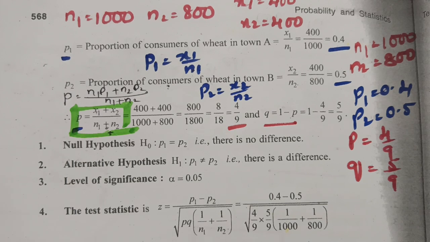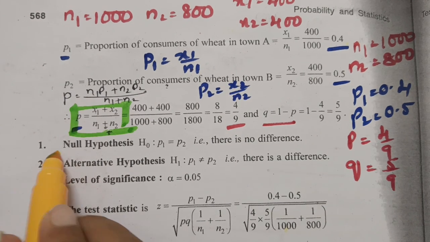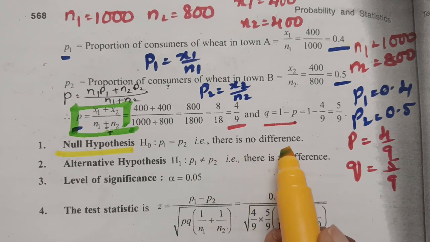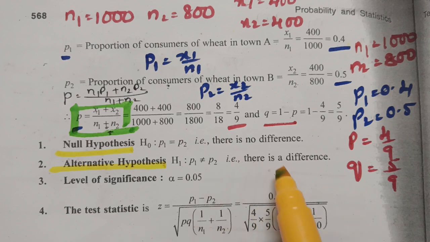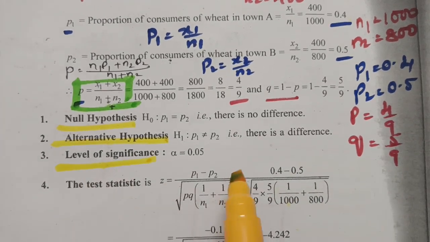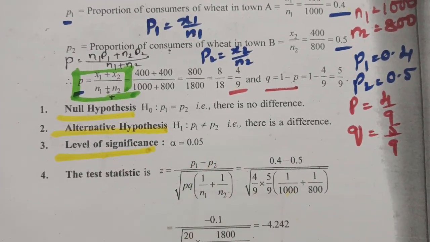And therefore we have to go with the 5 steps. The first one is the null hypothesis: P1 equal to P2, there is no difference. The alternate hypothesis: P1 not equal to P2, there is a difference. Level of significance, at 5% level of significance.